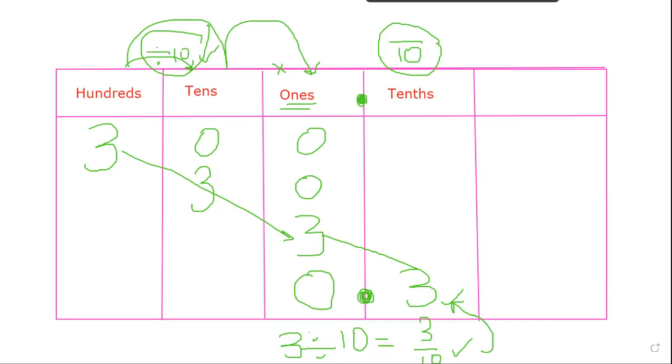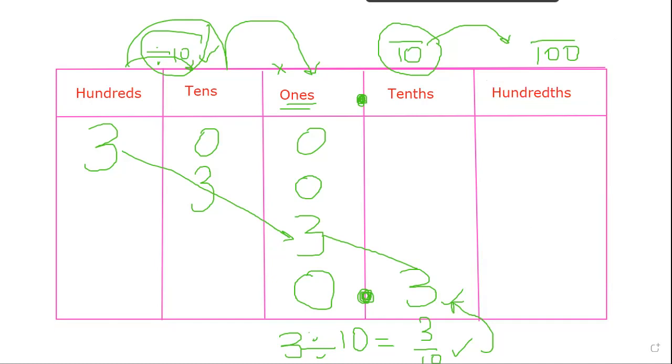Now, if I took the same 3 and instead of dividing into 10 parts, I divided this into another 10 parts. This is called dividing into 100 parts. And we have a house name here: HUNDREDTHS. It literally means the number here is divided into 100 parts.